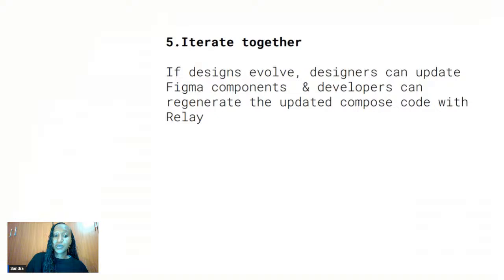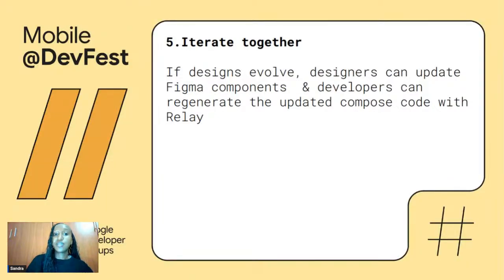And the fifth one is iterate together. So if design evolves, designers can update Figma components and developers can regenerate the updated inputs quickly. Just as I've done, adjusting the design of the simple background color, we are able to import the designs in our code, and we just select update components in our Android Studio. So it's not really a very tedious activity.